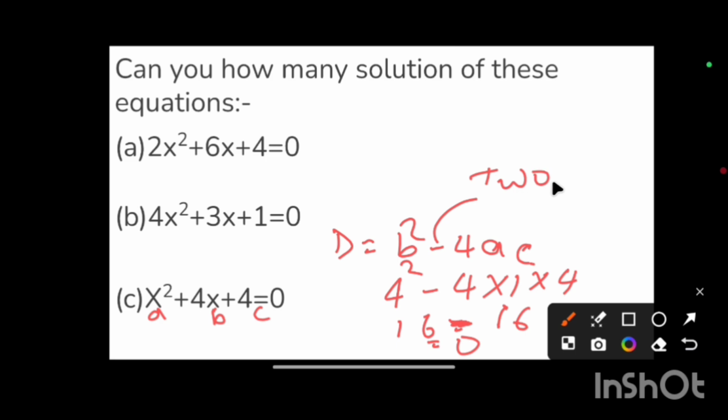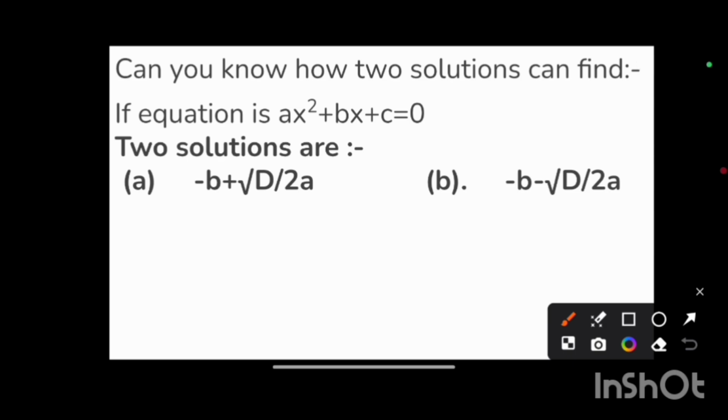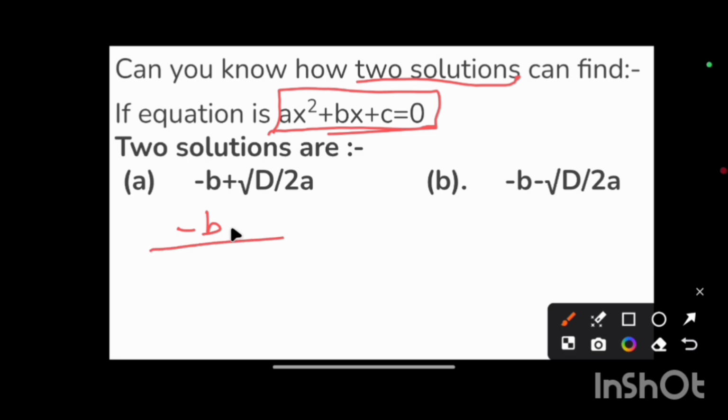Okay, the equation has at most 2 solutions, but how can we find each solution? So we can see here the equation is ax square plus bx plus c equal to 0. So the first solution is minus b plus root D upon 2a, and the second is minus b minus root D upon 2a.